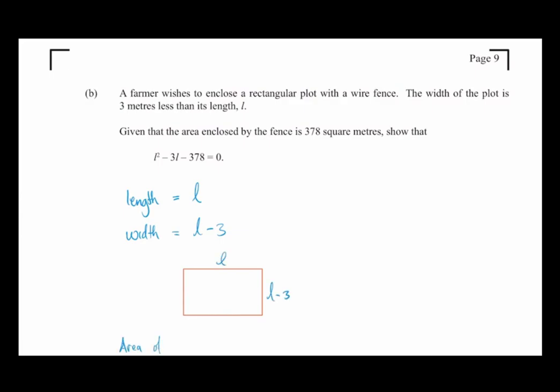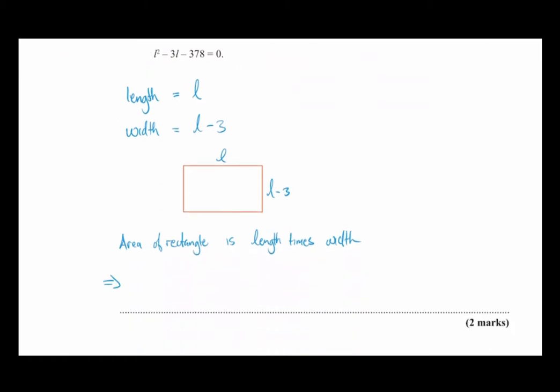The area of the rectangle is length times width. So this means L times (L minus 3) is equal to 378. I distribute L over (L minus 3), which gives me L squared minus 3L equals 378. Bringing everything over to the left-hand side implies that L squared minus 3L minus 378 is equal to 0. And voila, that which we want to prove is proven.